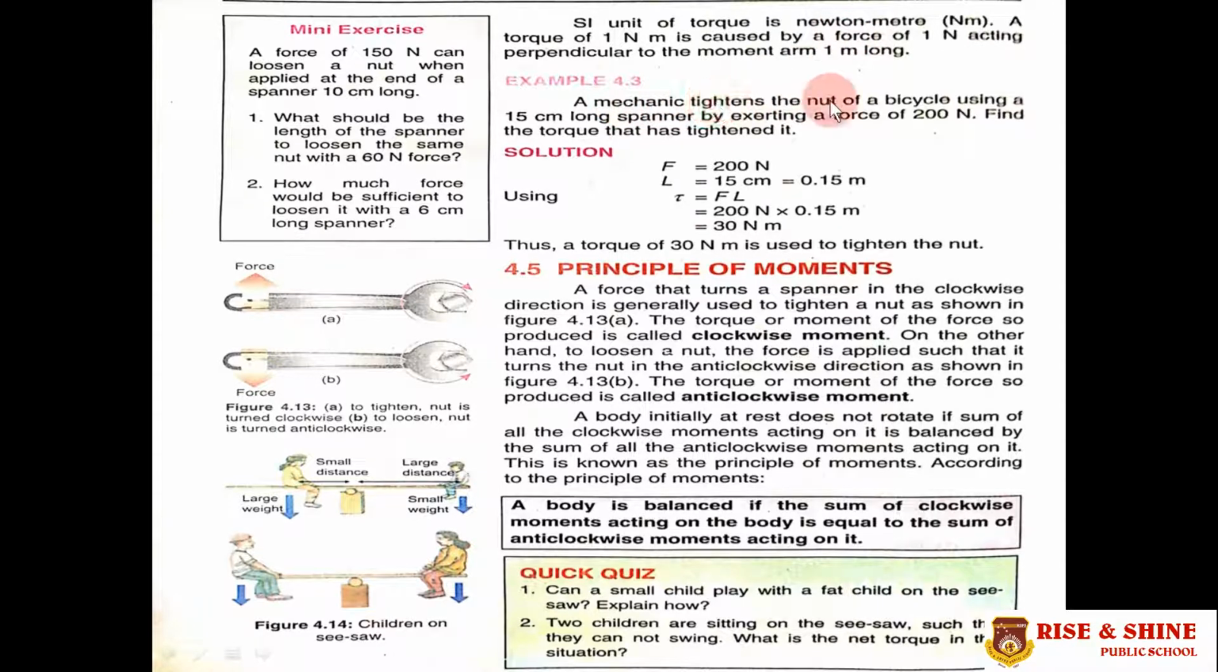Now we discuss example 4.3. A mechanic tightens the nut of a bicycle using a 15 centimeter long spanner. This is the moment arm of the spanner, by exerting a force of 200 Newton. Find the torque. As given, force is 200 Newton and length is 15 centimeter. Now we convert this centimeters into meters by dividing it by 100, which equals 0.15 meters. Now we apply the formula: tau is equal to F cross L. F is 200, which is force. Length is 0.15, which is moment arm, and 30 Newton meter is the answer.